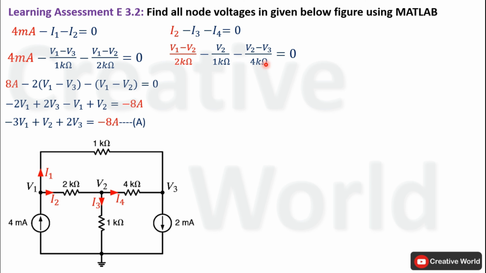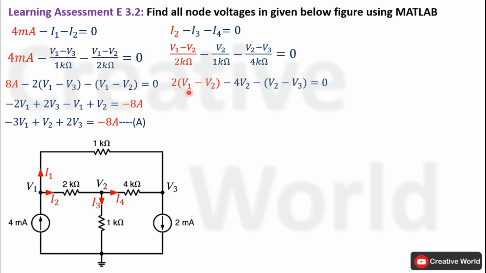Now in order to omit all denominator values, we have to multiply this equation on both sides with 4 kilo ohm. Product of 4 kilo ohm and V1 minus V2 divided by 2 kilo ohm will become 2 into V1 minus V2. Similarly, product of 4 kilo ohm and V2 divided by 1 kilo ohm will become 4V2. And at the end, product of 4 kilo ohm and V2 minus V3 divided by 4 kilo ohm will result V2 minus V3. Now open these brackets.